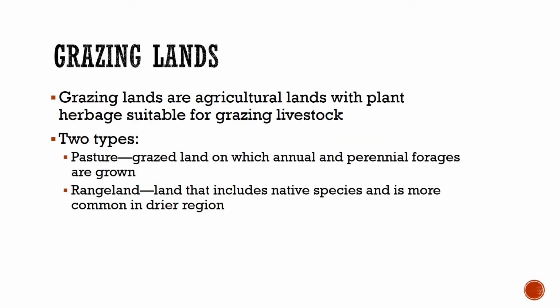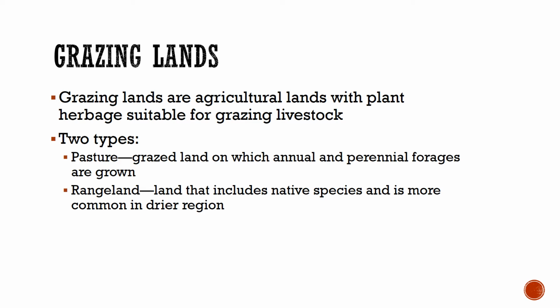All right, grazing land. We teach a class here called Pasture and Range Management. In that class, if you take it, you'll learn about 40 different types of grasses, mainly what's grown in the southern part of the United States and a little bit of the northern part. But we'll talk a lot about pasture versus rangeland.